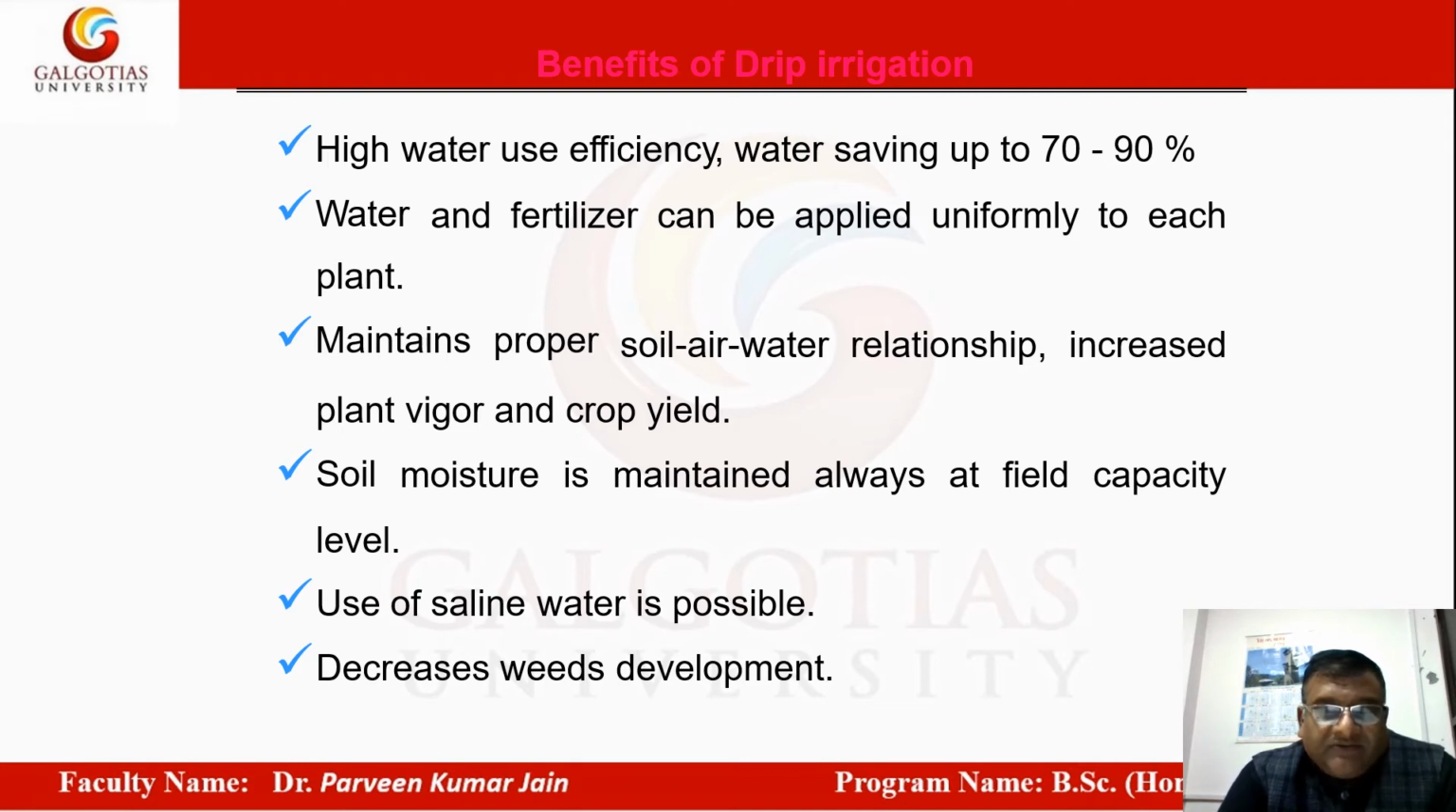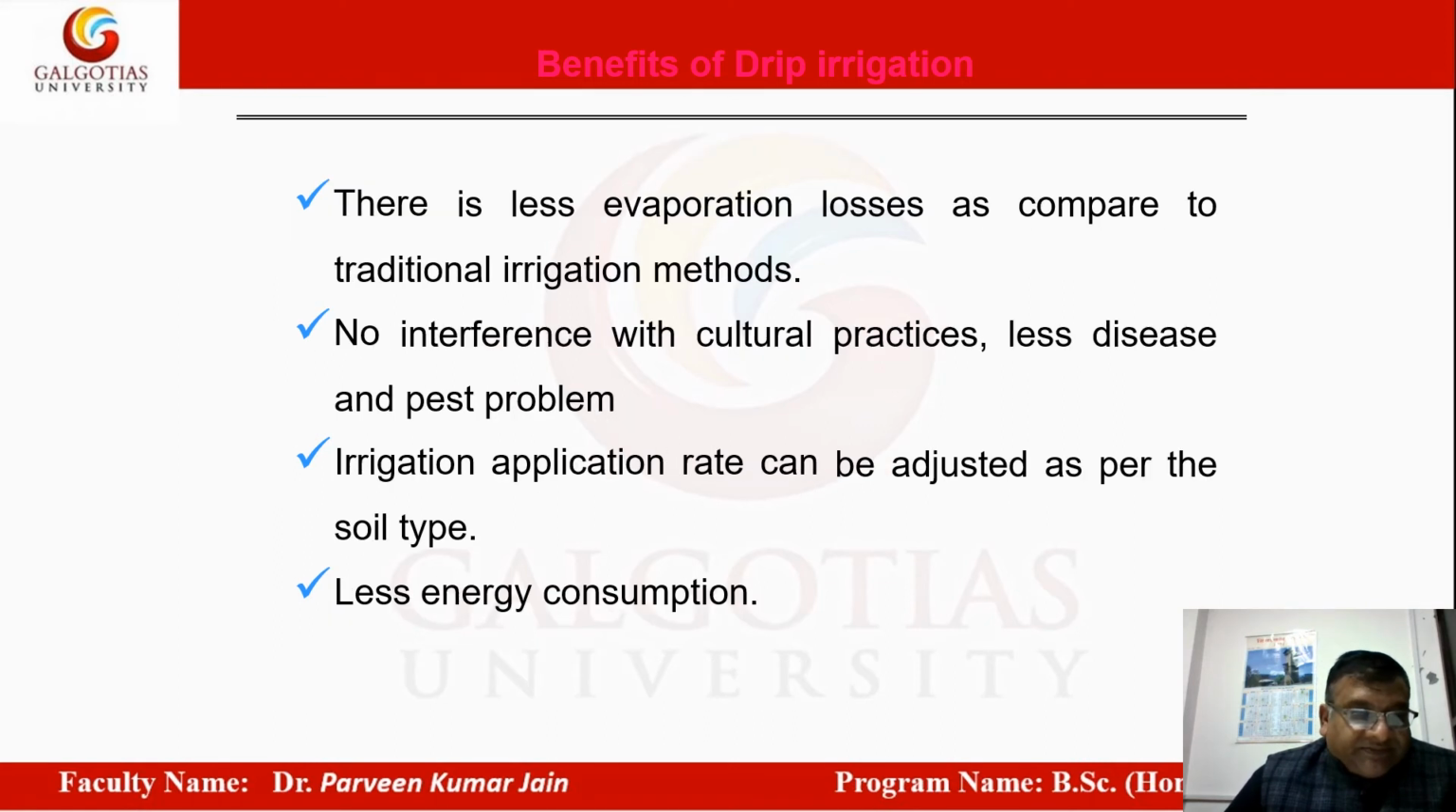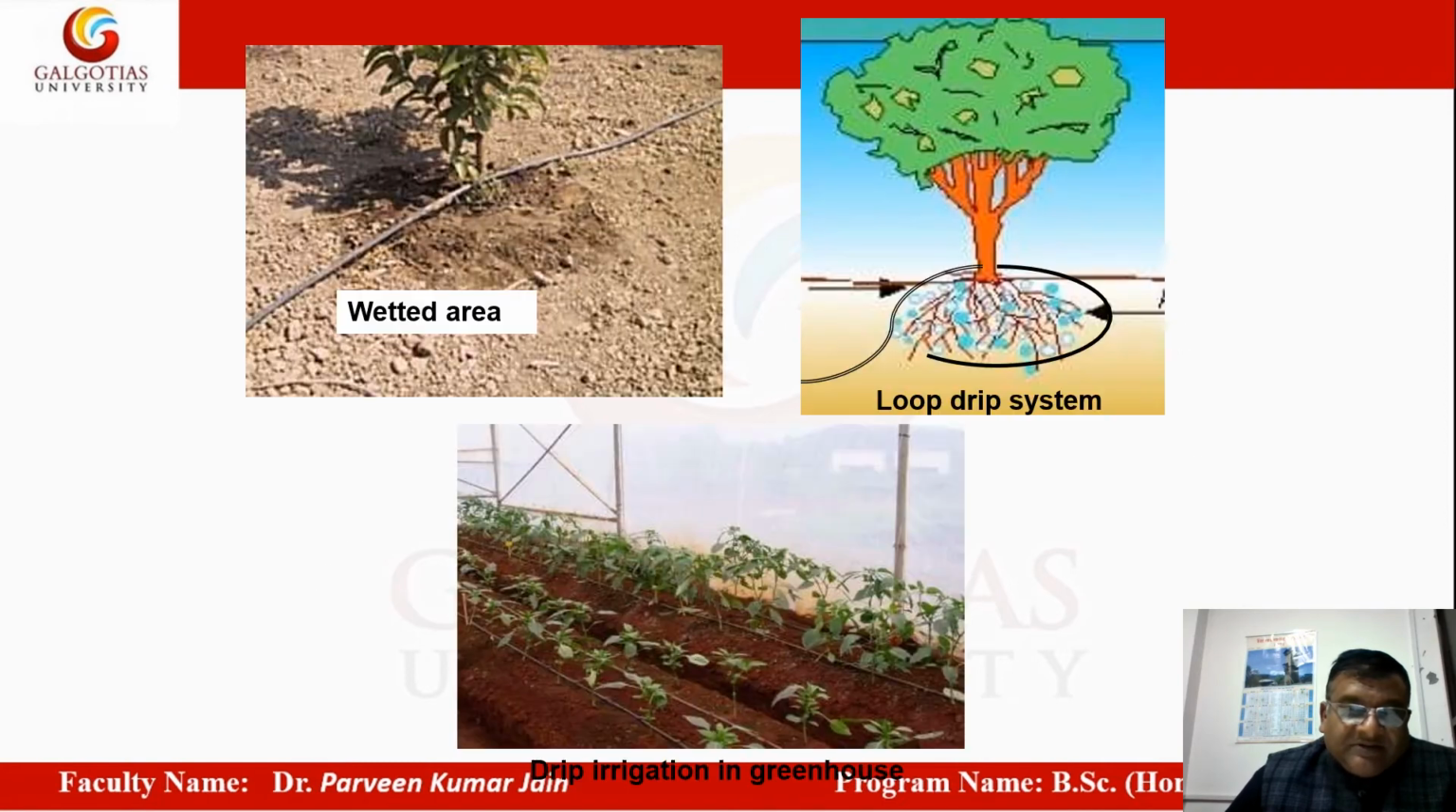And when you are dealing with a small amount of water, you are dealing with small land areas like polyhouses, so you can treat the water if it has some problem, or the soil if it has some problem, and naturally you can have better control on the inputs. There are less evapotranspirational losses. Cultural practices are also reduced, and there is less energy or electricity consumption when you are using drip irrigation.